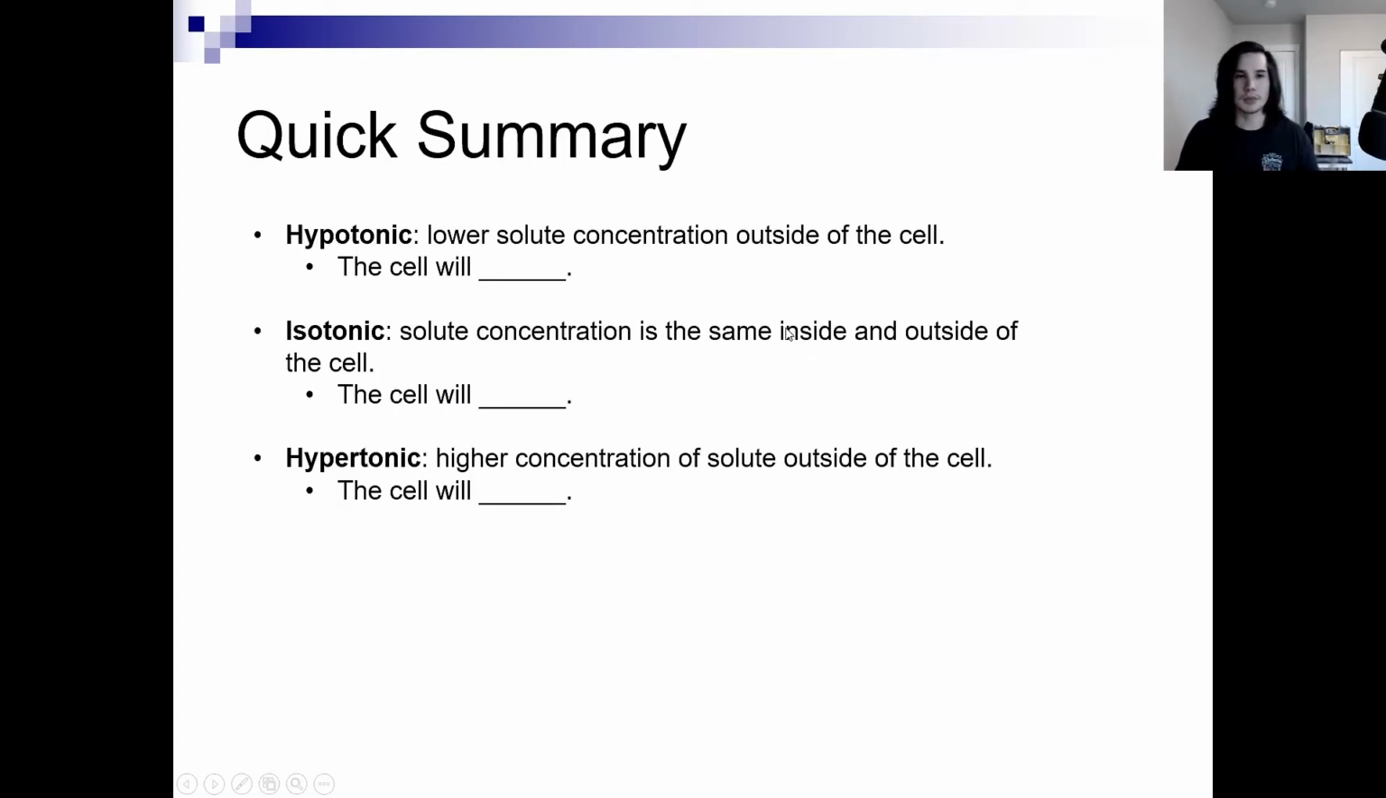Okay, so here's the summary. If you're in a hypotonic solution, meaning you have lower solute concentration outside of the cell, that means that the cell will burst or swell or grow, get larger. Isotonic means that the solute concentration is the same on the inside as the outside, and the cell will remain the same size. In a hypertonic solution, which means you have a higher concentration of solute outside of the cell, the cell will shrink or shrivel.